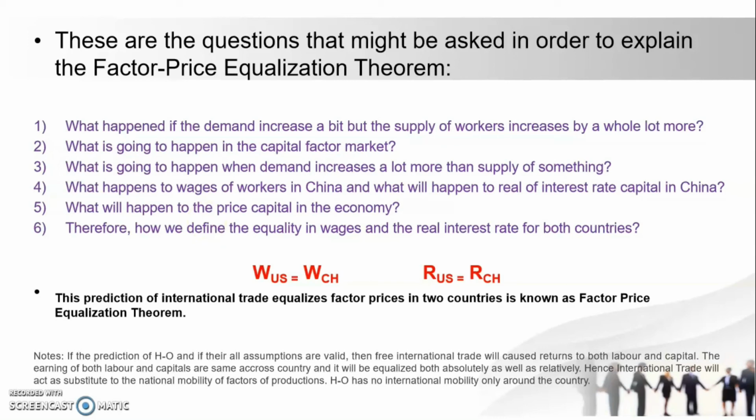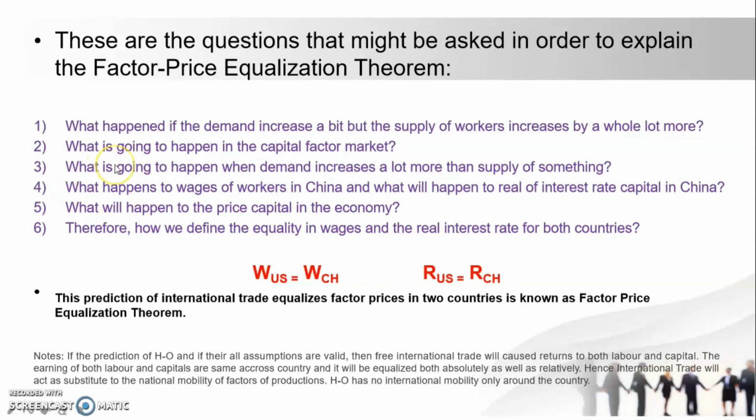Next, what is going to happen in the capital factor market? When the production of microchips goes up, the demand for capital is going to go up by quite a bit because microchips are capital-intensive goods. As toy production falls, the toys industry is going to free up capital to be used in the microchip industry. But the amount being freed up, the amount being supplied, is going to go up only a tiny bit because toys only use small capital to begin with. So there is a great increase in the demand for capital in the US, but only a small increase in the supply of capital in China.